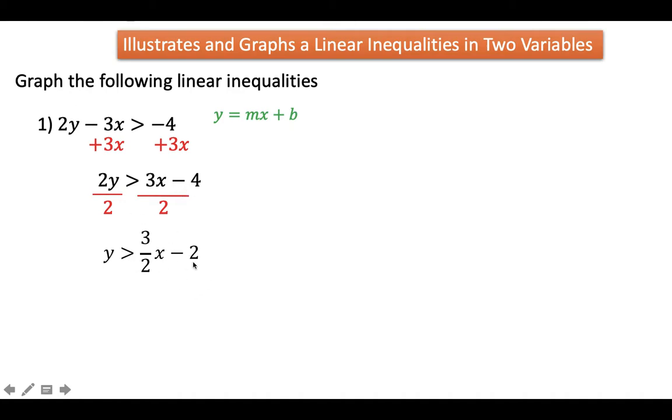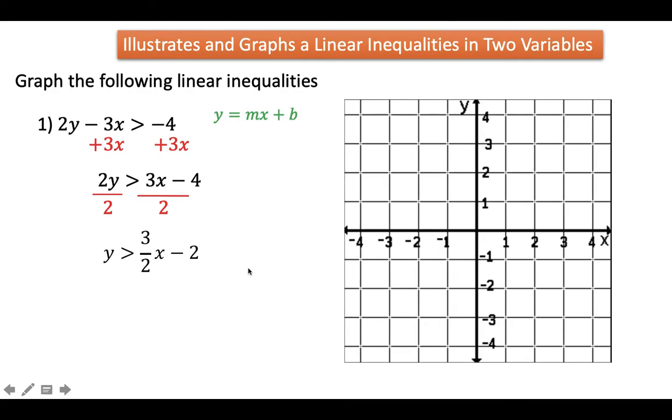Since it's already in the slope-intercept form, we can now graph this using the xy plane. So our y-intercept here is negative 2. It is located on the y-axis at negative 2. Then to locate the other point so that we can form a line, the 3 halves, which is the slope, will help us. The numerator tells us to go up 3 units, and the denominator 2 tells us to move forward 2 units. So let's go 1, 2, 3, then 1, 2, and that's the location of the second point.